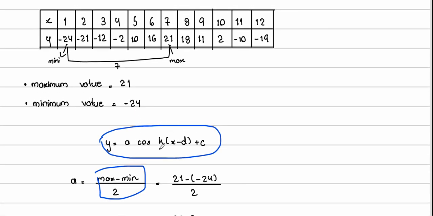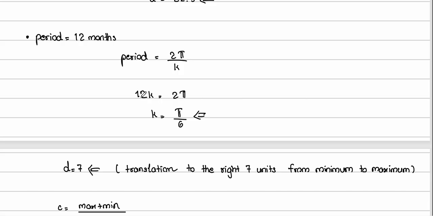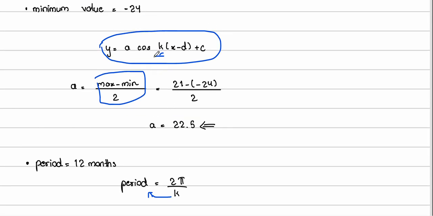Another one, we need to find K. In order to find K, there is the equation period equal to 2 pi divided by K. This is the whole year, so it's going to be 12 months, and the period is going to be 12 months as well. So multiplying K on both sides, this is going to be 12K. 12K equal to 2 pi means K equals 2 pi divided by 12, which is pi divided by 6. This is the value for K here.